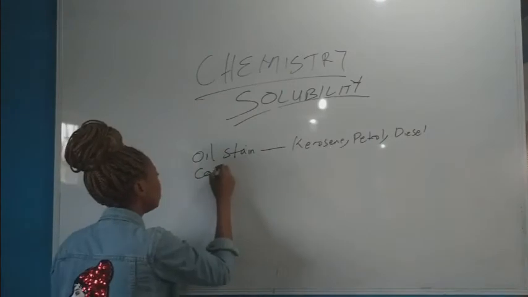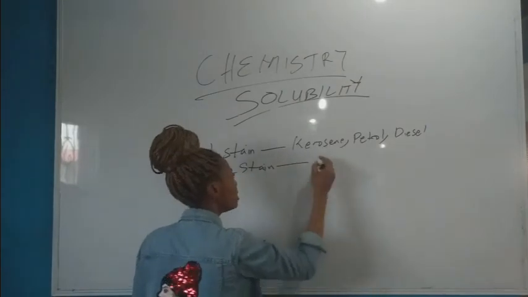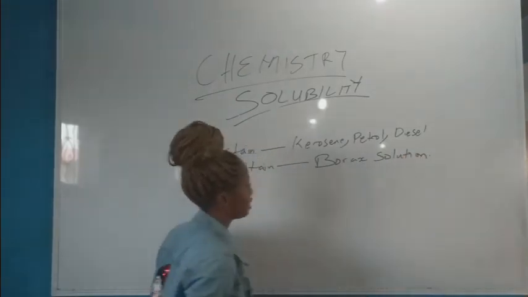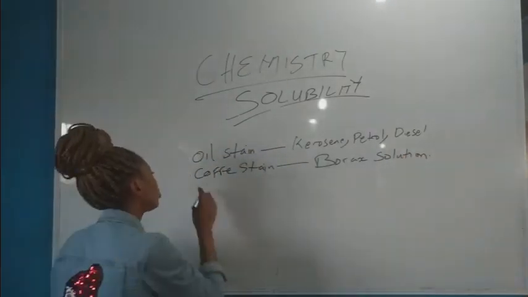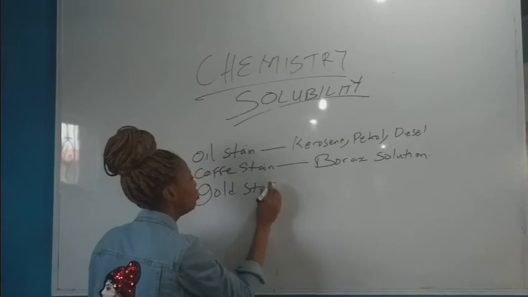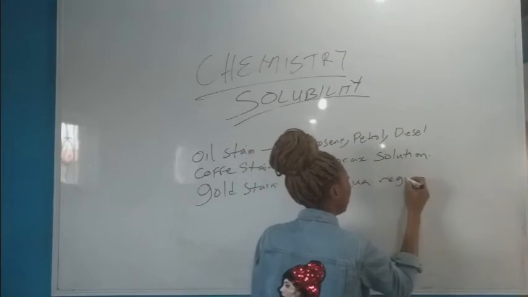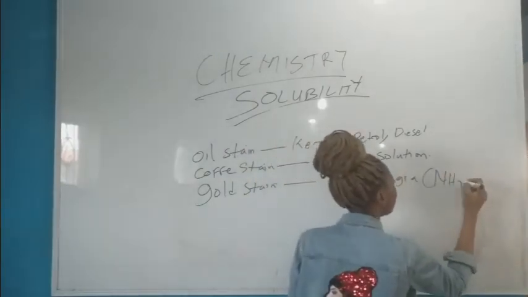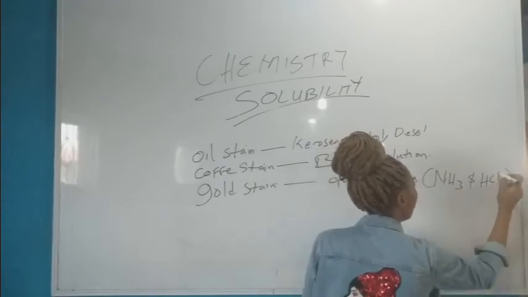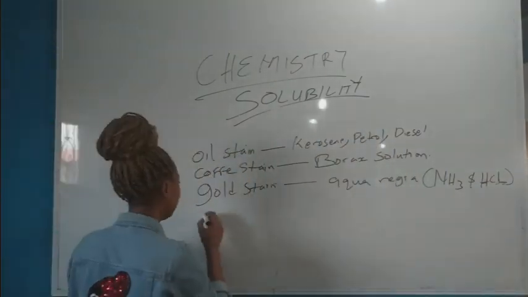Another one is coffee stain. What can remove coffee stain is borax solution. The solution of borax is what can remove coffee stain. Another thing is gold stain. Gold stain can be removed by aqua regia. Aqua regia is a combination of NH3 and HCl. That is what aqua regia is composed of: NH3 and HCl. The next thing is ethanol.